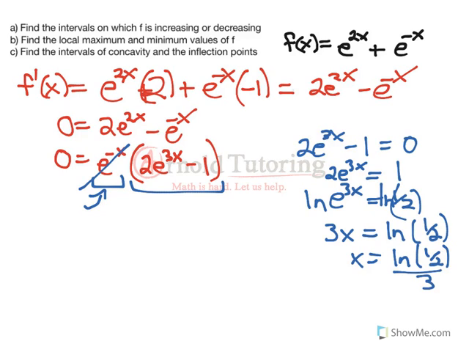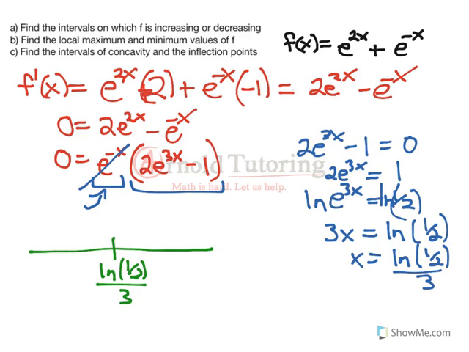Remember, that's where the derivative equals 0. We're going to toss that on a number line. So this is the spot, ln of a half over 3. And then we want to plug in numbers larger than that and numbers smaller than that into our first derivative to see if we'll get a negative value or a positive value.